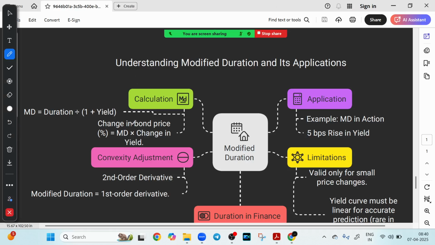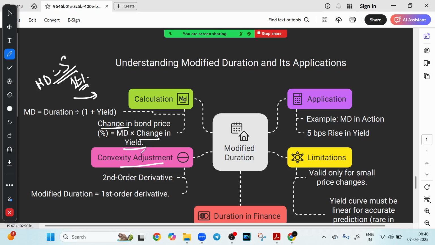Why is this useful? Because it tells us exactly how much a bond price will change for every 1% change in the interest rate. For every 1% change in the interest rate, how much the bond price will change. This is what is indicated by the duration. So suppose MD is equal to 5, right? And yield rises by 1%. So what will happen? The bond price will fall by 5%, right? Very much clear.